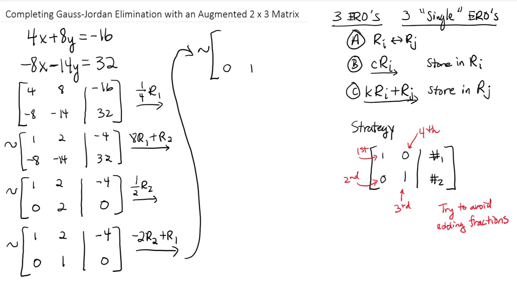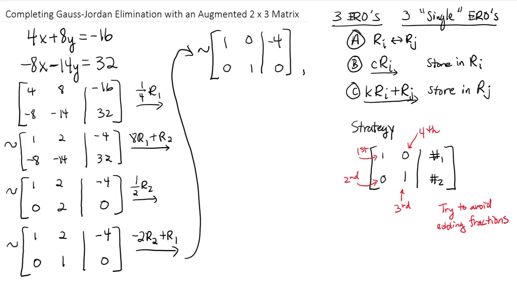So row 2 doesn't change. A good habit is to actually recopy the row that won't change. That way you don't make so many mistakes. And then we have negative 4.